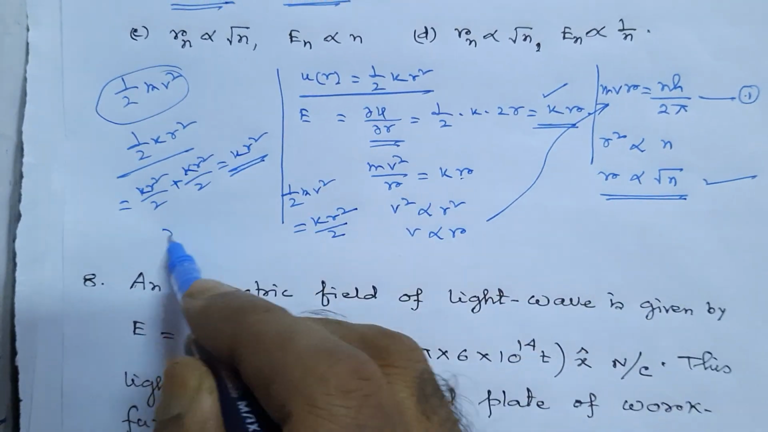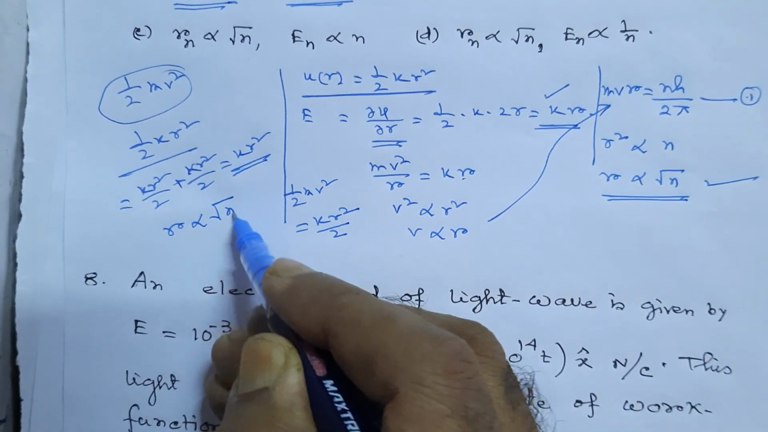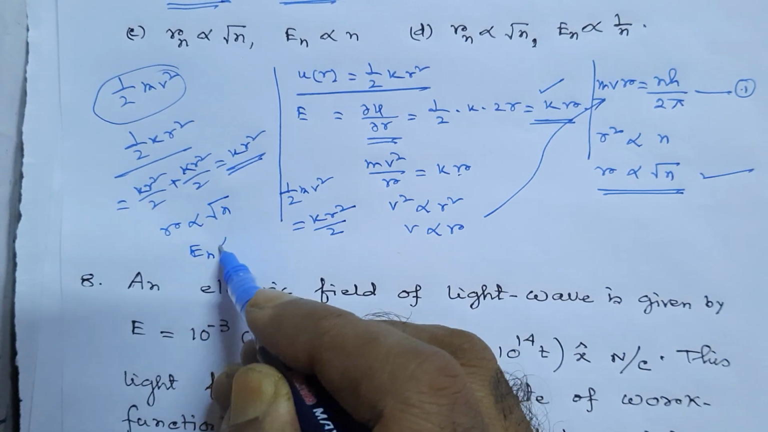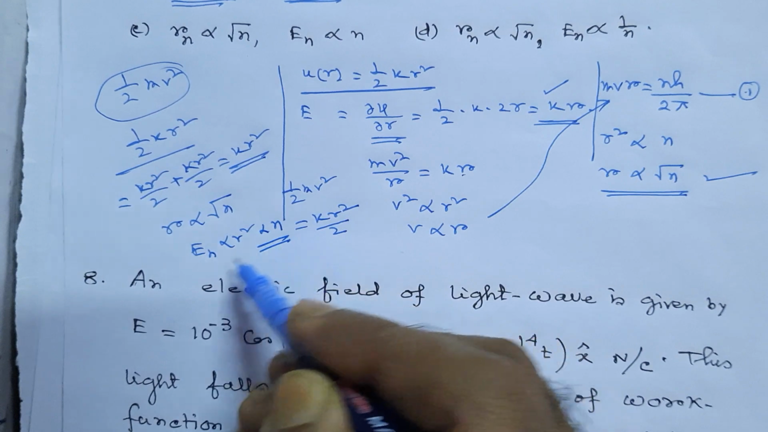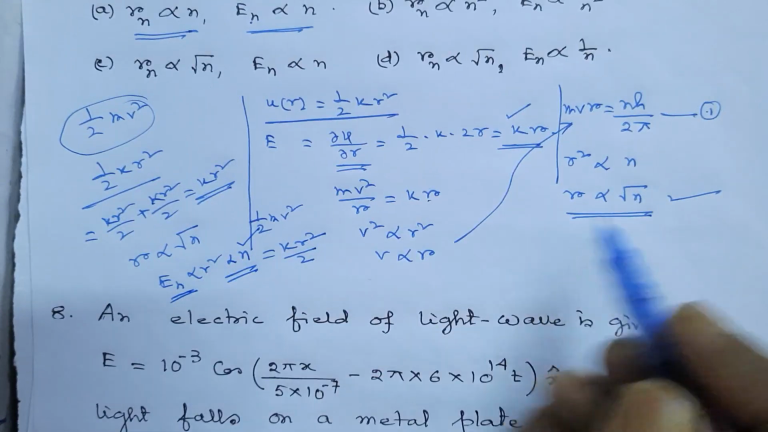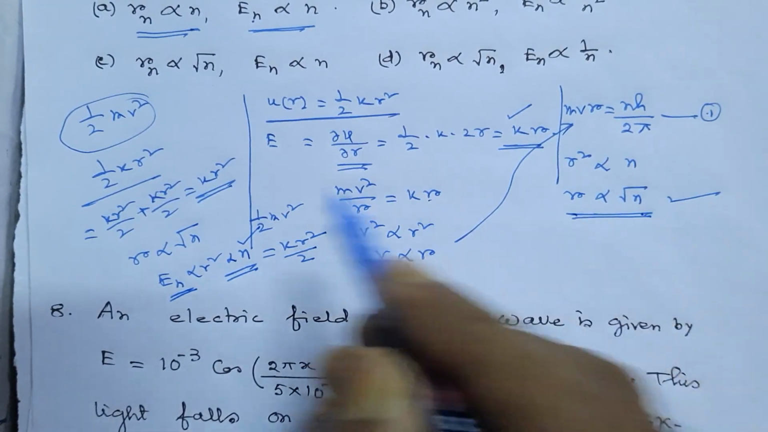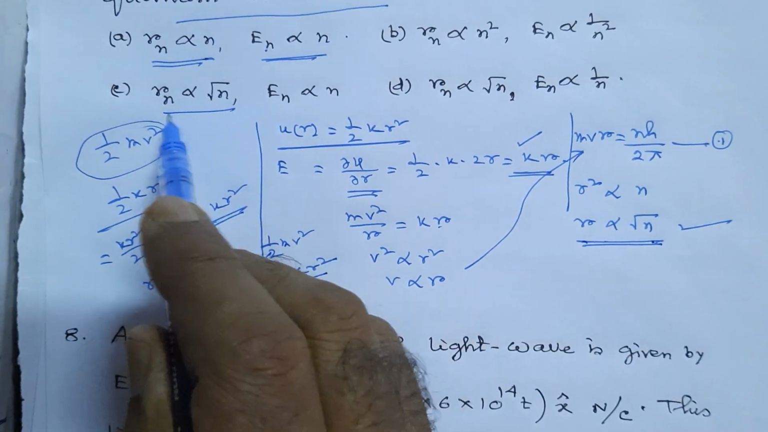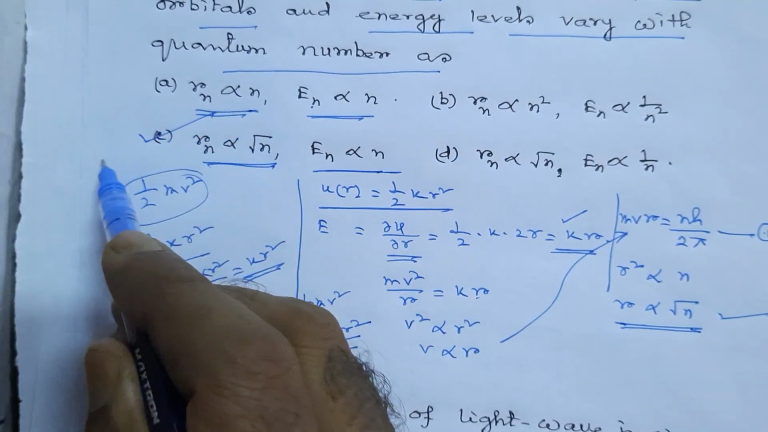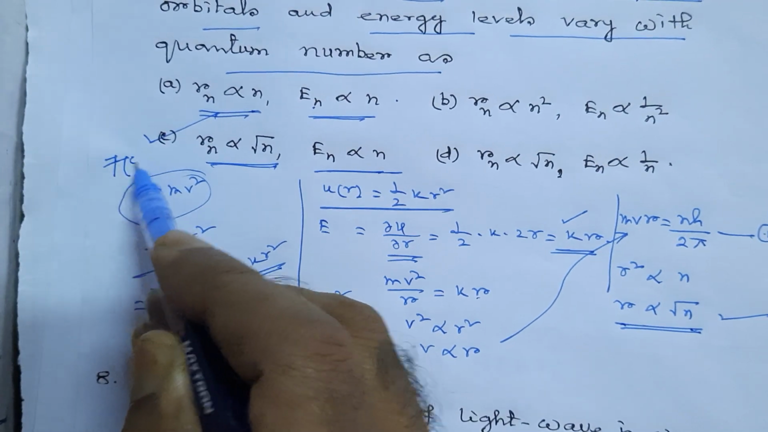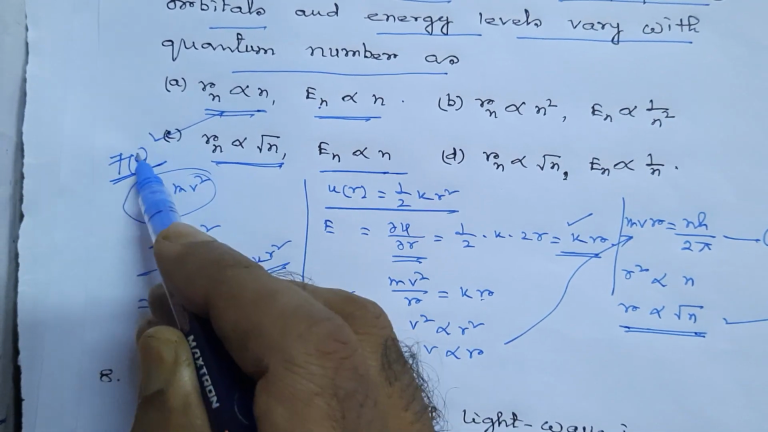And r is proportional to root n. So, total energy En is proportional to r square, which is proportional to n. So, En is proportional to n and r is proportional to root n. We find this option in option C. So, the correct option of question number 7 is C.